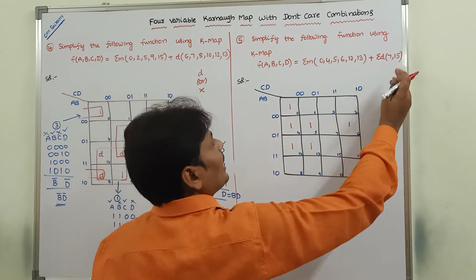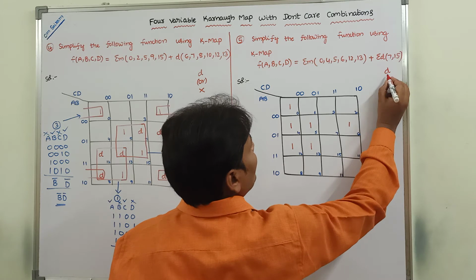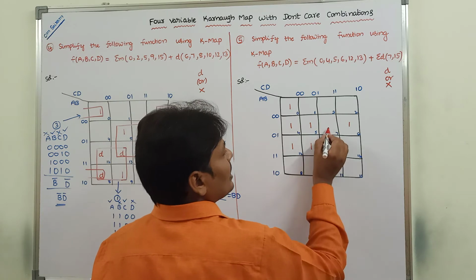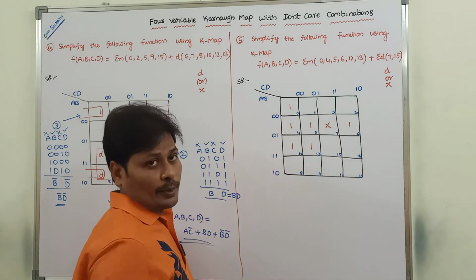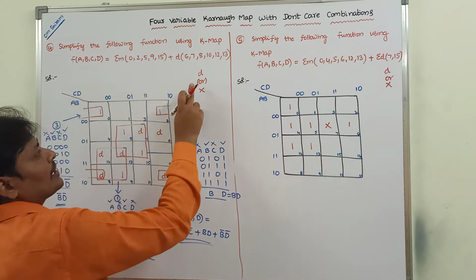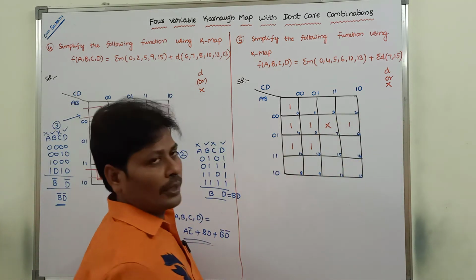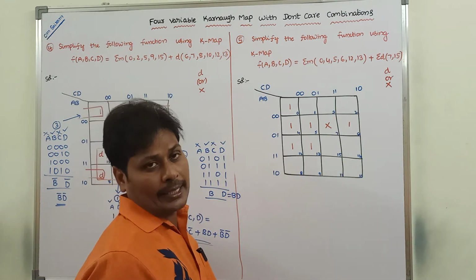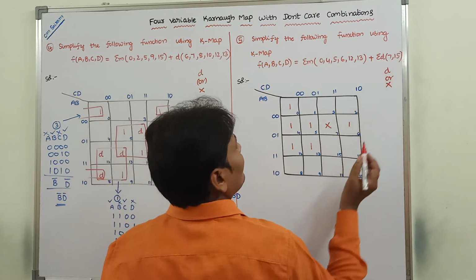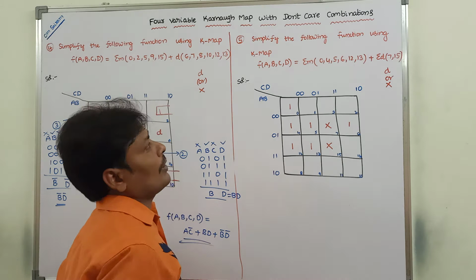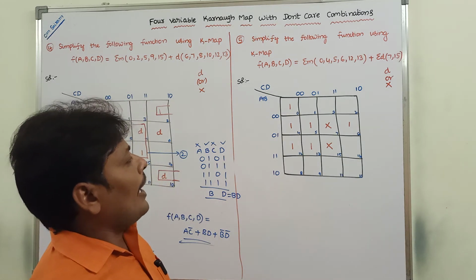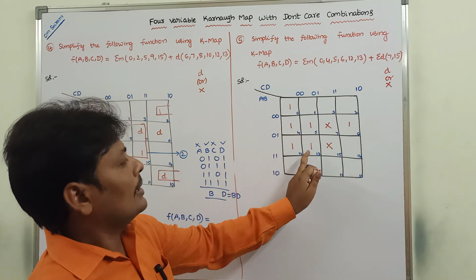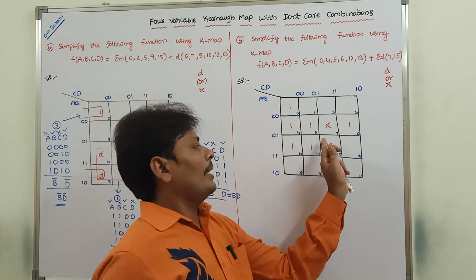Next, what are the don't care combinations? Don't care combinations can be written as D or X. Seventh don't care, the corresponding cell is this one. I am using a cross mark. We are using either D or cross mark for representing the don't cares. Next one, 15, I am using this one. So the minterms are 0, 4, 5, 6, 12, 13, and the don't cares are 7 and 15.